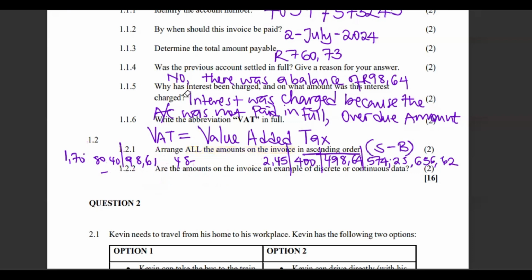All right, we look at the values in the invoice. Are the amount values in the invoice an example of discrete or continuous? This is an example of continuous. If they ask for the reason, continuous, because they have commas.